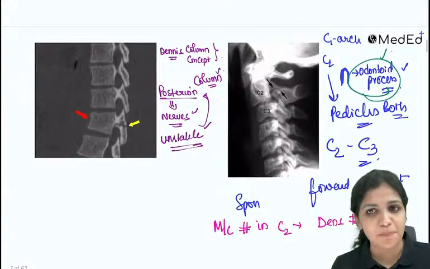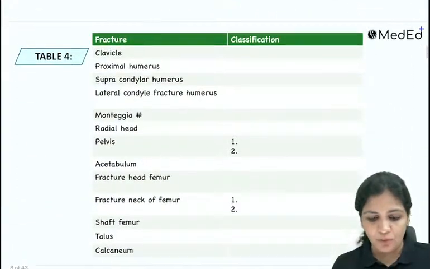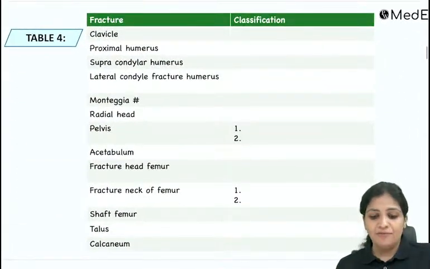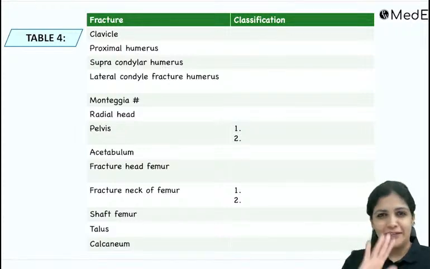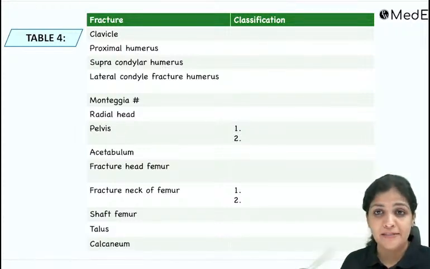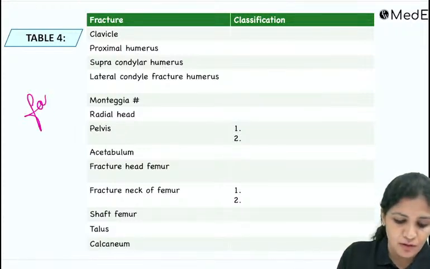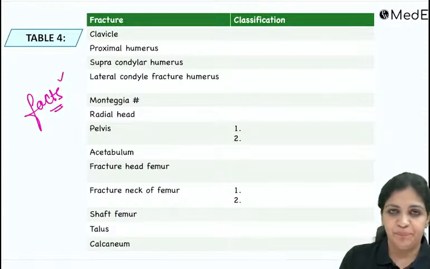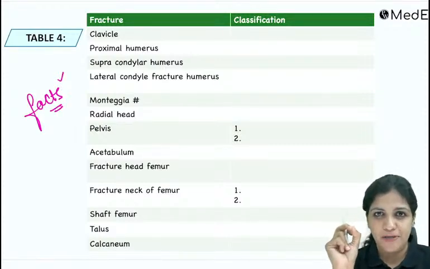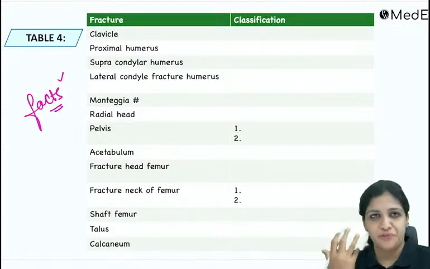So that completes the spine for you. We are done with 3 tables, right? And now the 4th table. Now this is very easy, nothing to explain, just to remember. These are facts, you have to read them before going to the exam. Those are a little bit of concepts, right? So you can read it 2 days before the exam, right?